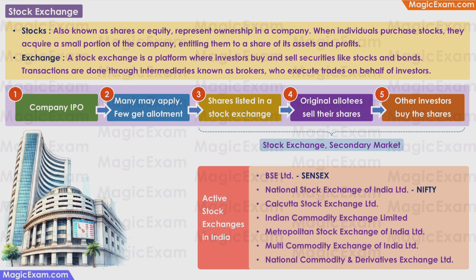If we look at the process of how an initial public offering or an IPO works, it starts when a company offers its shares to the public for the first time. Many investors may apply, but only a limited number of shares are allotted. After the IPO, the shares get listed on a stock exchange like the Bombay Stock Exchange or the National Stock Exchange. Once they are listed, the transactions can take place between the original shareholders and the new investors. Later, these new investors can also sell their shares to others, creating a continuous cycle of buying and selling, which all happens within the stock exchange or the secondary market.